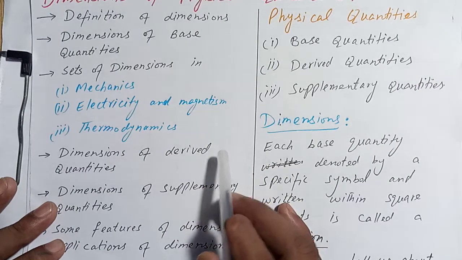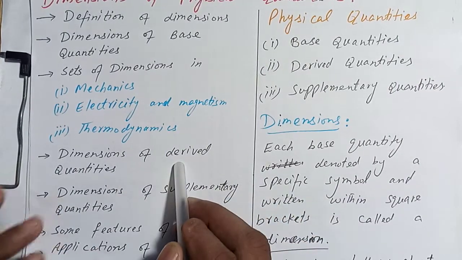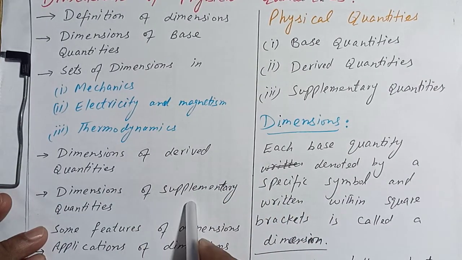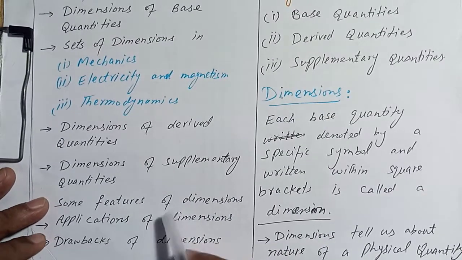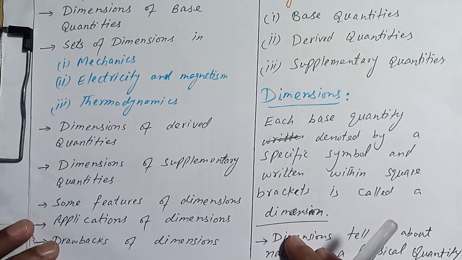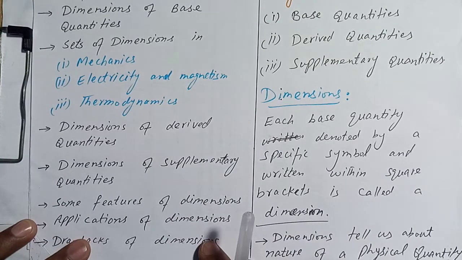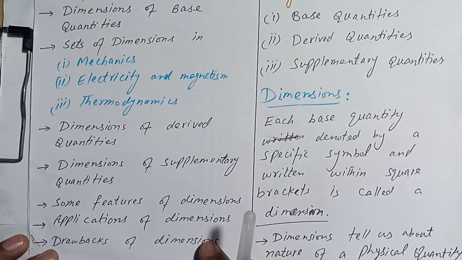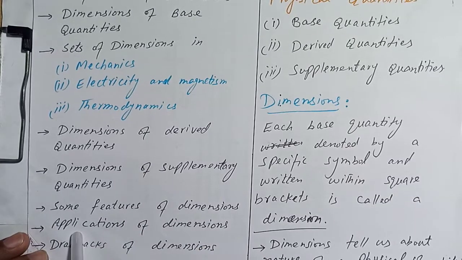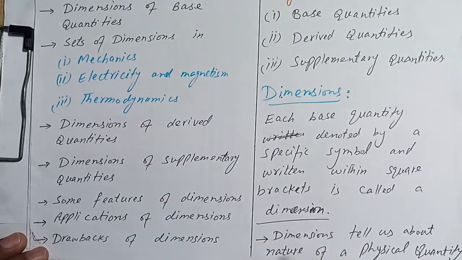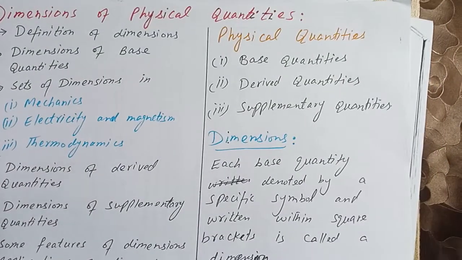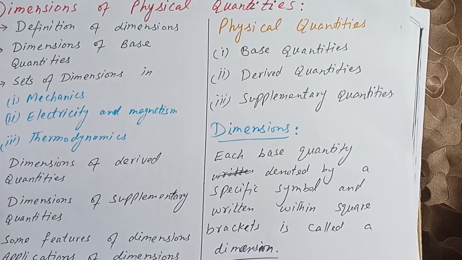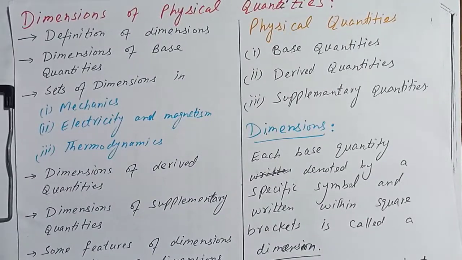And then we will talk about the dimensions of derived quantities, dimensions of supplementary quantities, some features of dimensions, applications of dimensions, and finally, we will talk about the drawbacks of dimensions. We can say it as drawbacks or limitations of dimensions. So we start our lecture. We start from physical quantities.